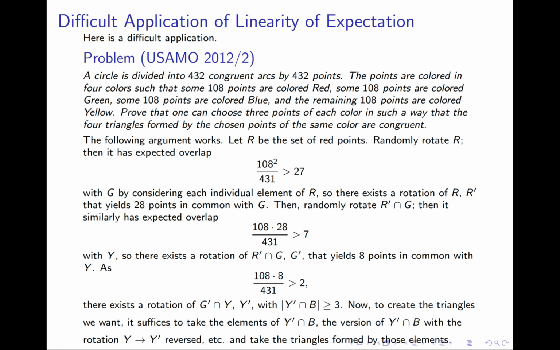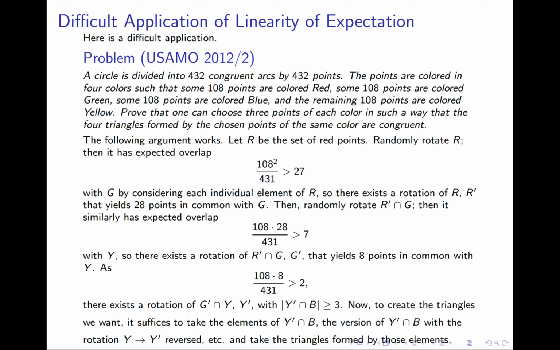Let's move on to a more difficult Olympiad problem. A circle is divided into 432 congruent arcs by 432 points. The points are colored with a quarter being red, a quarter being green, a quarter being blue, and a quarter being yellow. Prove that one can choose 3 points of each color in such a way that the 4 triangles formed by the chosen points of the same color are congruent.